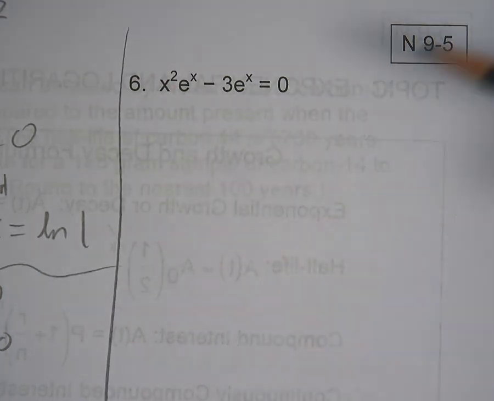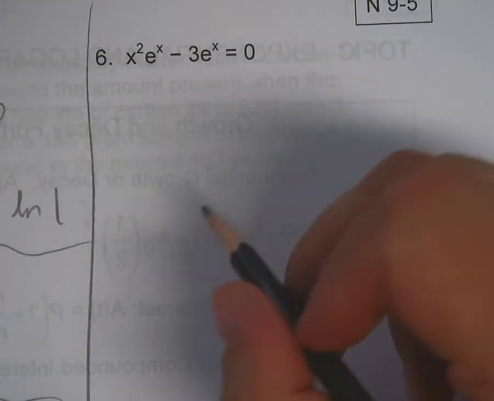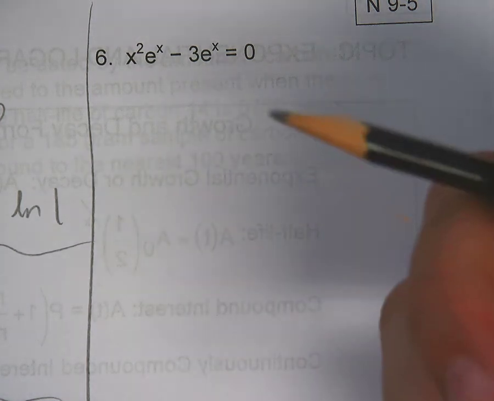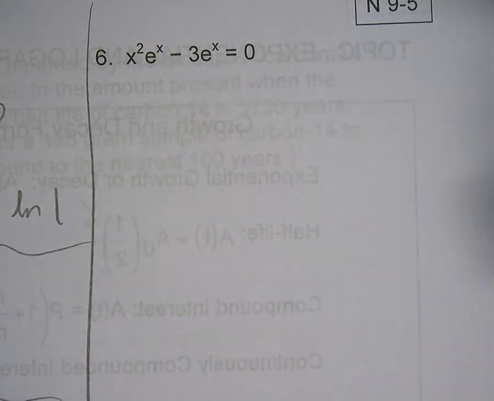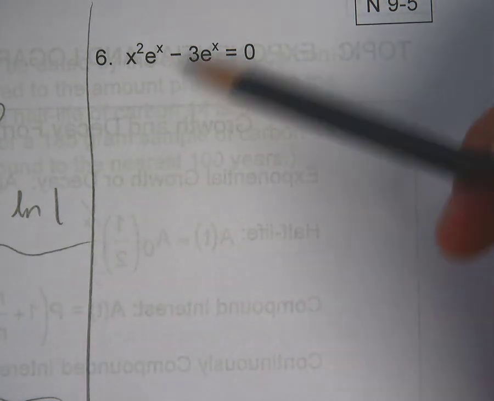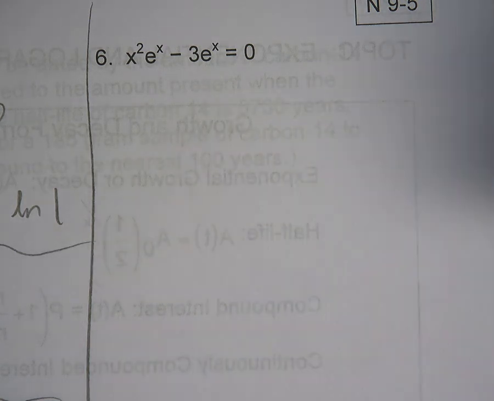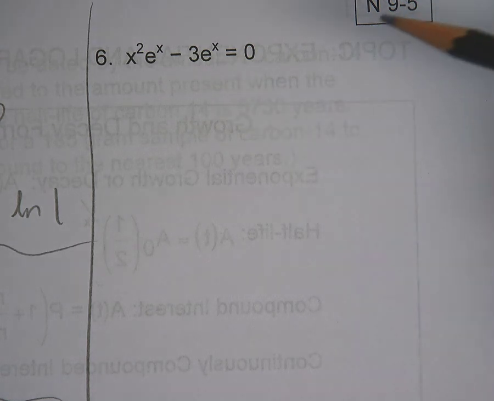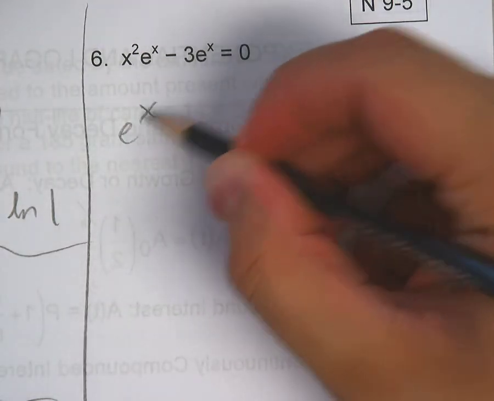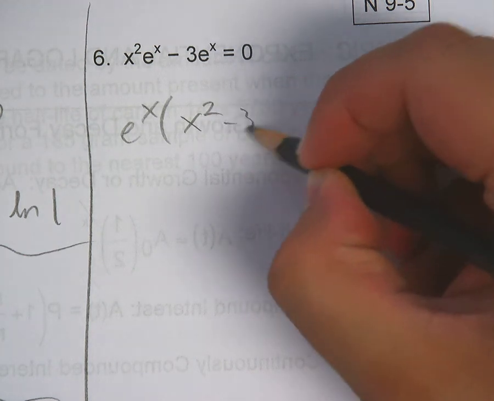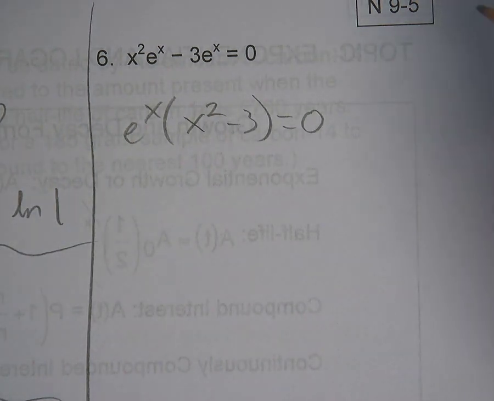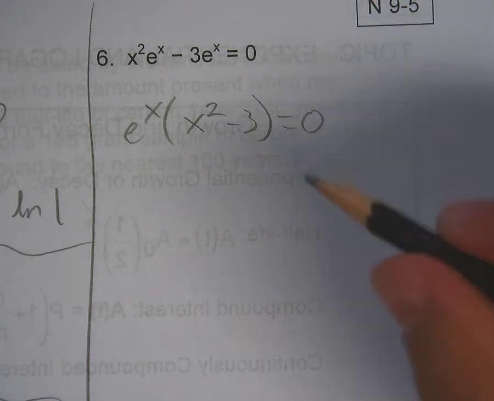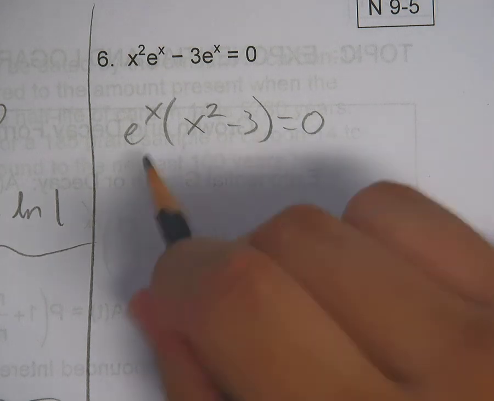Number 6, x squared e to the x minus 3 e to the x equals 0. I've got a subtraction symbol here. There's a couple of ways that you can go about doing this one. We've already talked about one of them where it's getting this guy to the other side. So I want to present a different one to you. Both of these have e to the x, so just take them out. And you have x squared minus 3 equals 0. Well, guess what? That's factored. That's completely factored now. So set your factors equal to 0.